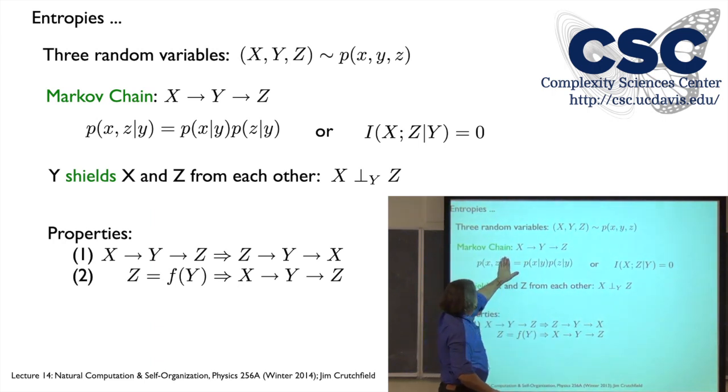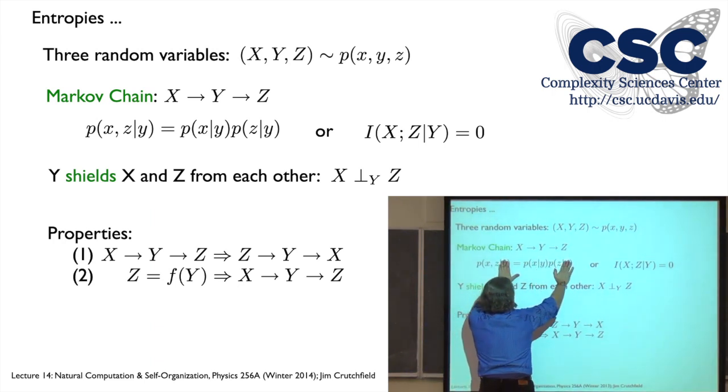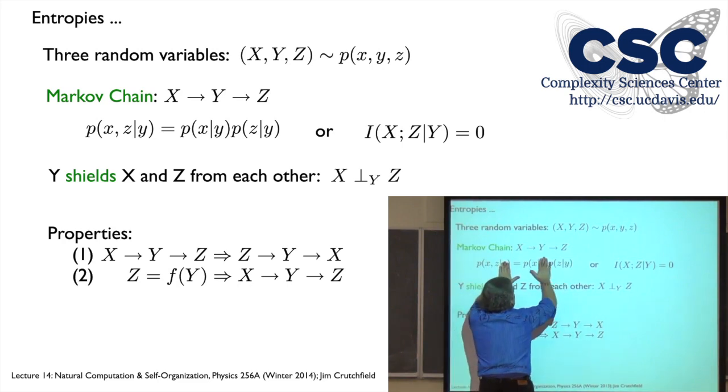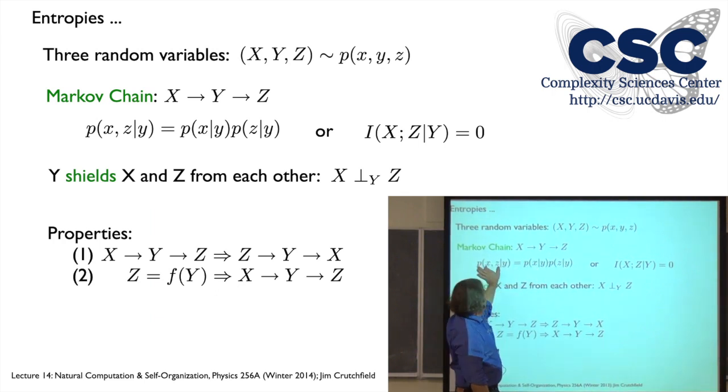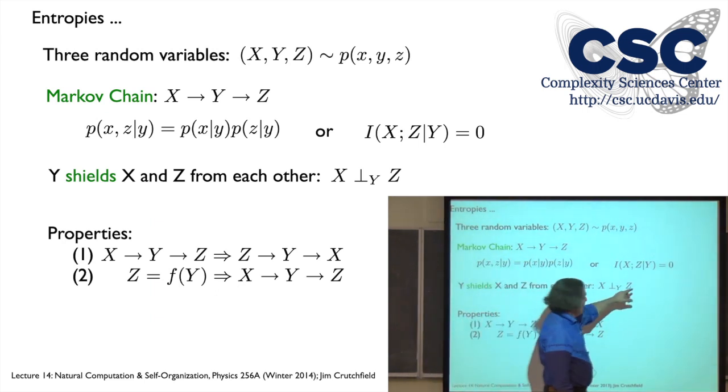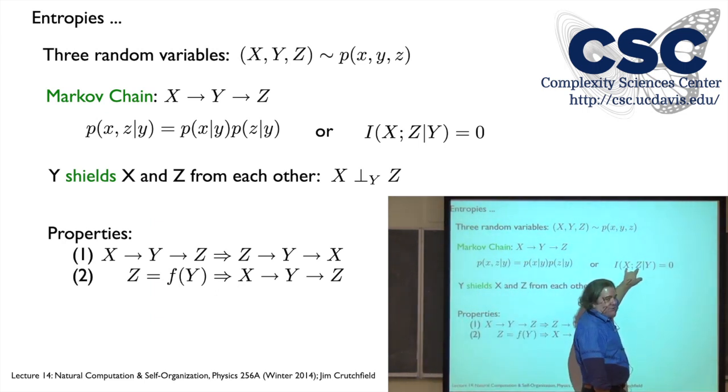If I wasn't conditioning here, this would just look like a statement of independence between x and z, right? But now I'm conditioning on that. So I get this factoring of this joint distribution over x and z, given that I knew this variable y. Or the other way to say it, maybe more concisely, is that the shared information between x and z is 0 given y.